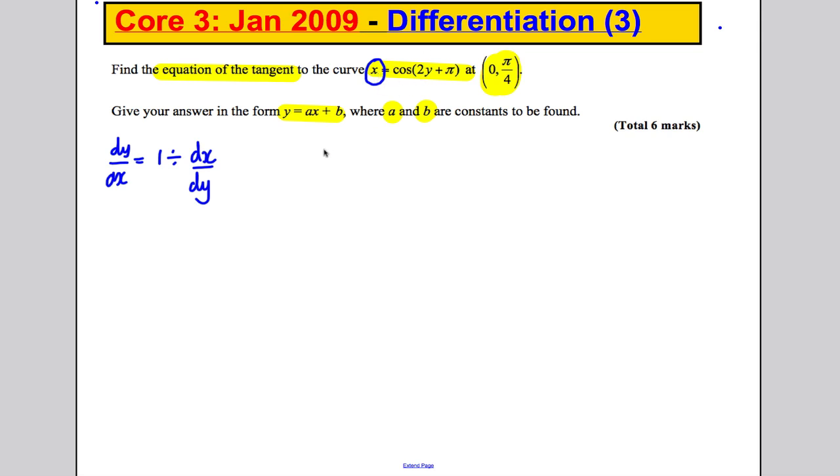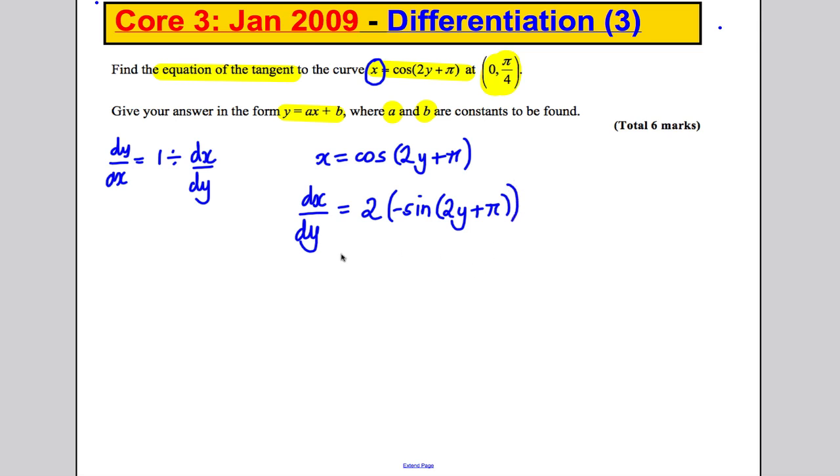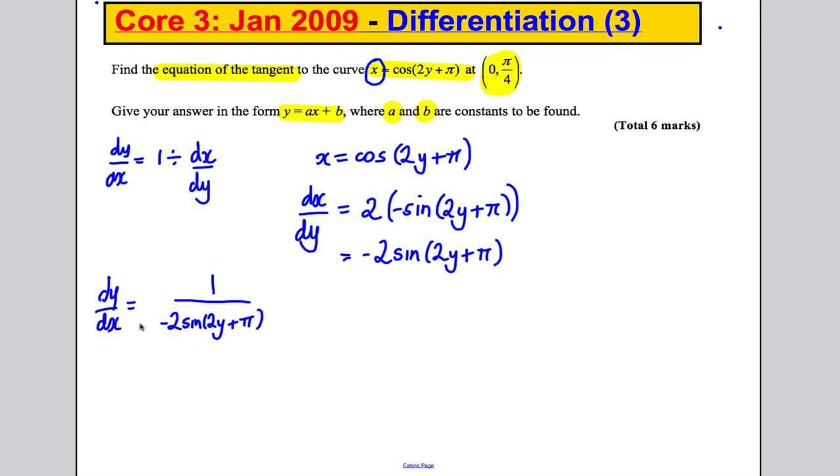Let's work out dx by dy, differentiating everything here. So this is the equation we have. Differentiating with respect to y, we use the chain rule here. The differential of this bracket with respect to y is 2. The differential of cos is negative sine, and you keep the bracket as it is, 2y plus pi, which is simply negative 2 sine of 2y plus pi. Okay, now that's dx by dy. If you want dy by dx, it is therefore 1 over this. So dy by dx is simply 1 over negative 2 sine of 2y plus pi. And we've got our dy by dx now.